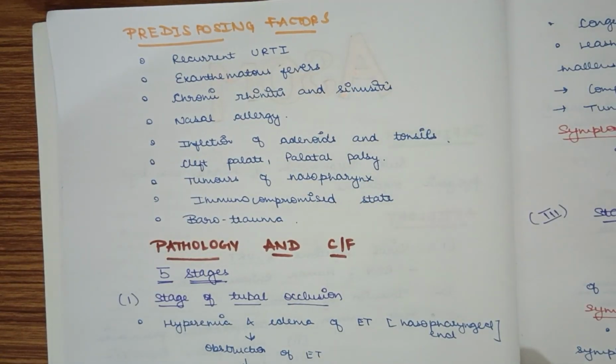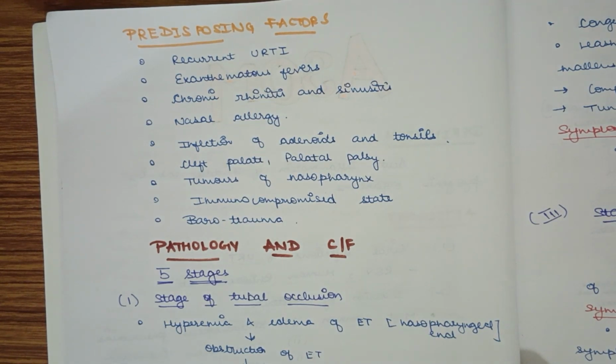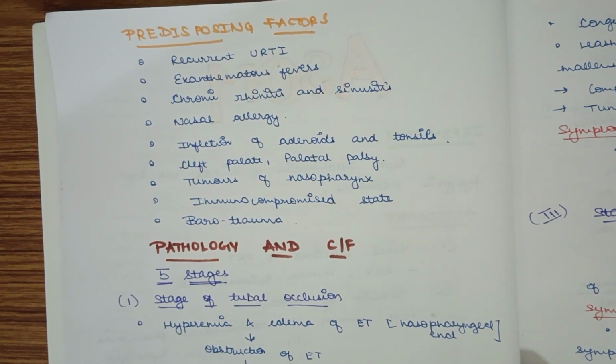Now we'll look at the predisposing factors of acute suppurative otitis media. So the predisposing factors can be remembered as broad categorization of infections, tumors or any kind of allergies. So in infections there may be recurrent upper respiratory tract infection which is the most common predisposing factor. Other predisposing factors include exanthematous fevers, chronic rhinitis and sinusitis, infection of the adenoids, tonsils, and in allergy there may be nasal allergy or cleft palate or palatal palsy.